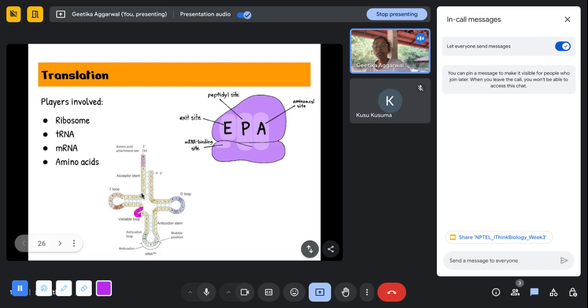And this is what a tRNA basic molecule looks like. It looks like a clover leaf. It has these three loops. One is called the T loop, one is called the D loop, and there is this one variable loop. And in the bottom is the important part, which is the anticodon.